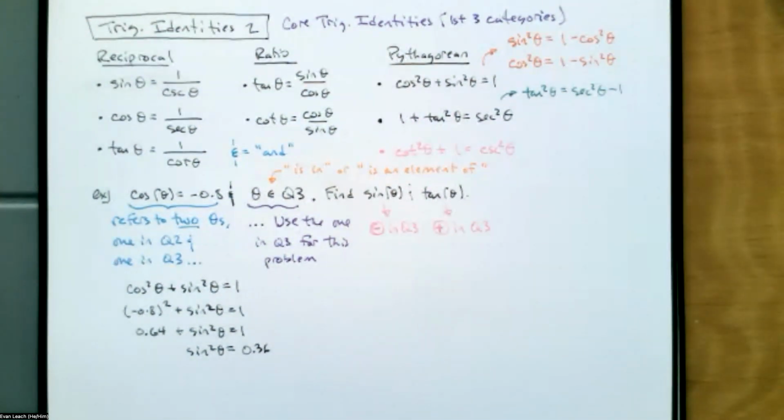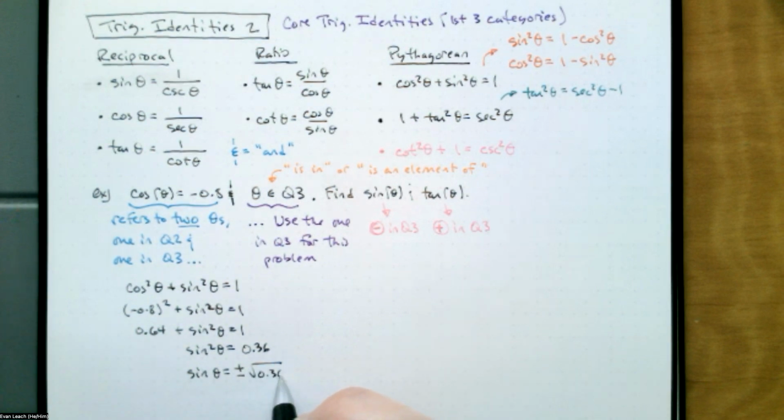This is where we're going to need our plus or minus. We have to make a choice, because if sine squared of theta is 0.36, then sine is plus or minus the square root of 0.36. In this case, this is the square root of 36 over 100. Because 100 is just 10 squared, the square root of 0.36 is just 0.6. Since theta is in quadrant 3, I'm going to choose negative.